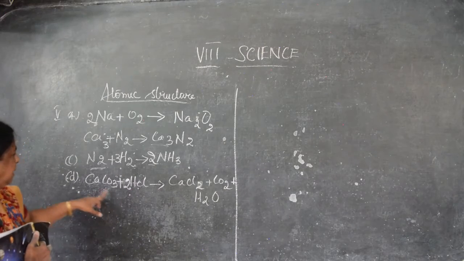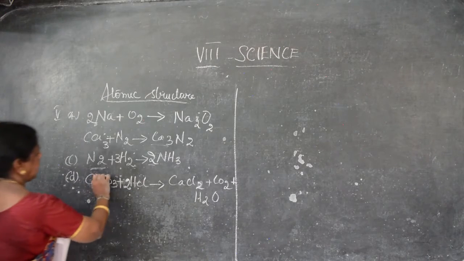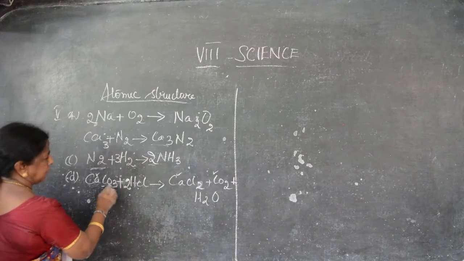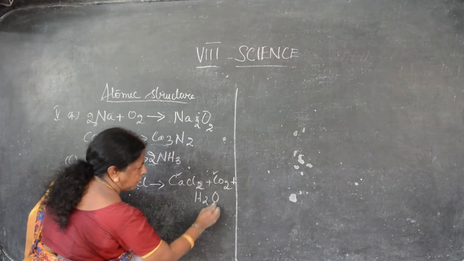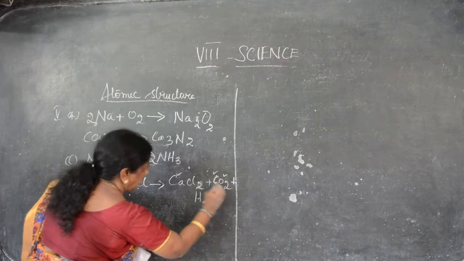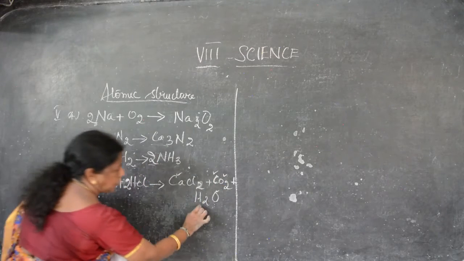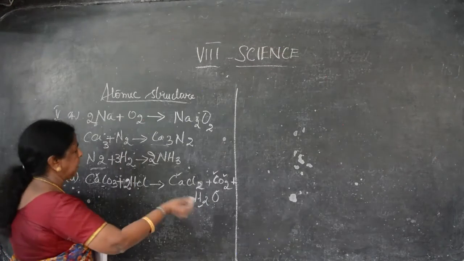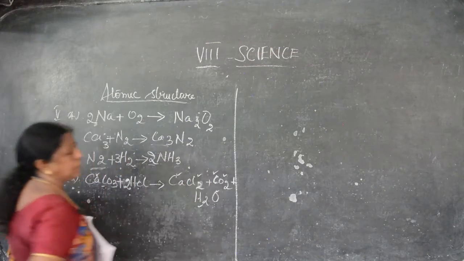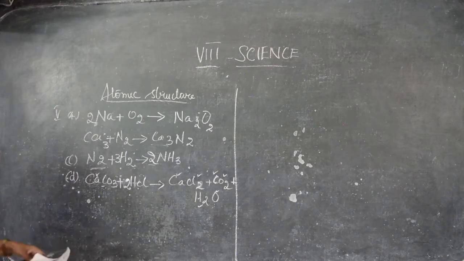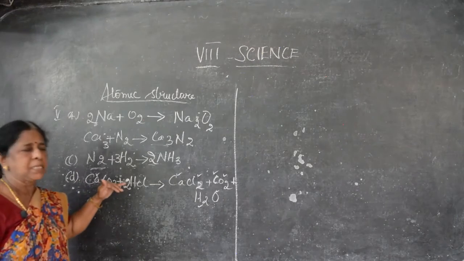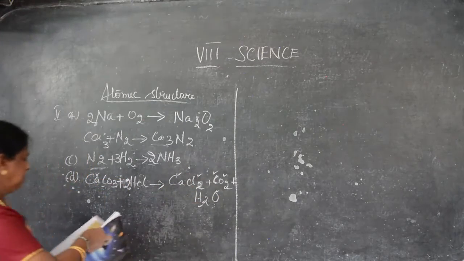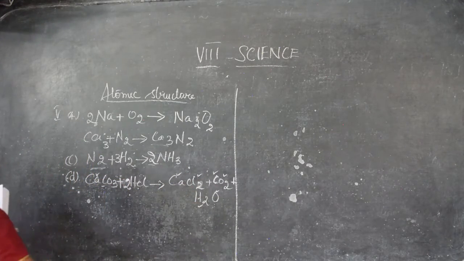Chlorine also balanced. See, Ca, 1 calcium. Here also 1 calcium. Carbon 1, oxygen 3, so 2 plus 1, 3 oxygen, over here. Then hydrogen 2, 2 hydrogen, chlorine. The 2 in front means what I said, it's applicable for all the elements. So 2Cl. Everything is balanced. Clear? CaCO3 plus 2HCl, that is calcium carbonate plus hydrogen chloride gives calcium chloride, carbon dioxide plus water. Clear? The last one.